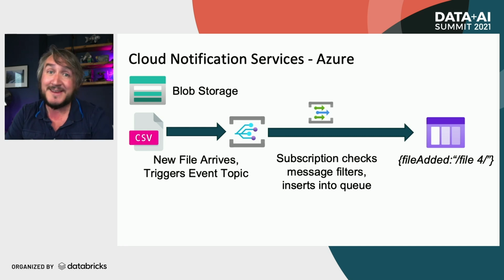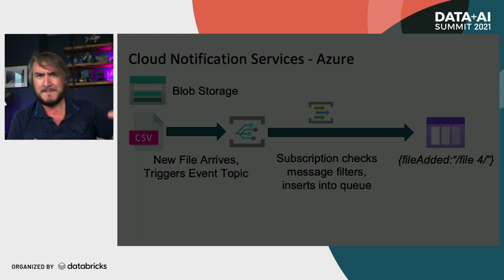And you can go and build that manually yourself. You can just go into Azure and say, I want to create a new event subscription. Here's the filters. This is my queue. You can build that yourself, or you can let Autoloader build it for you. And that's all down to the config that we set.